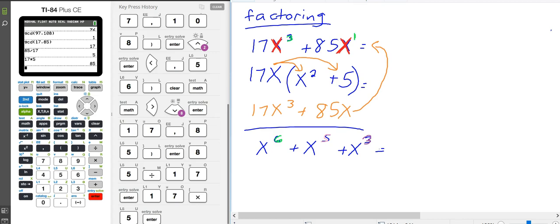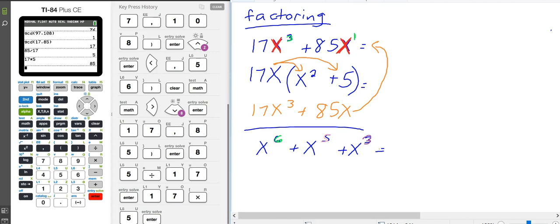If we pull out two x's from x to the 5th, we'll be left with x to the 3rd. If we pull out two x's from x to the 3rd, we'll be left with x. Can we pull out three x's? If we pull out three x's from x to the 6th, we'll be left with x to the 3rd. If we pull out three x's from x to the 5th, we'll be left with x squared. If we pull out three x's from x to the 3rd, we'll be left with 1.